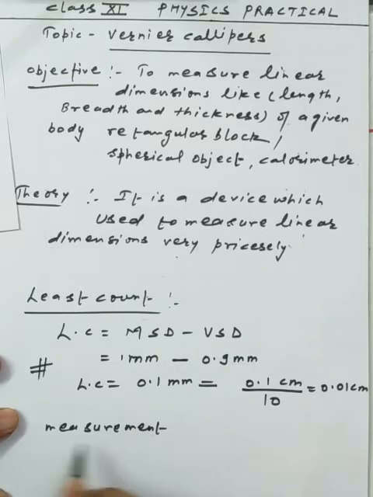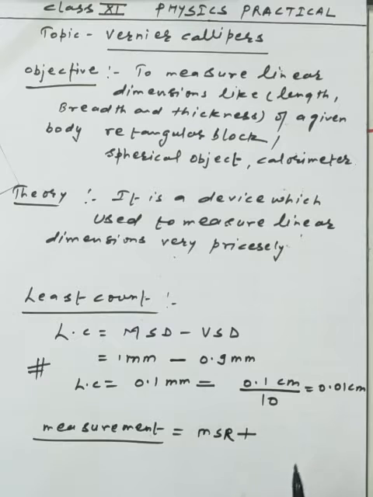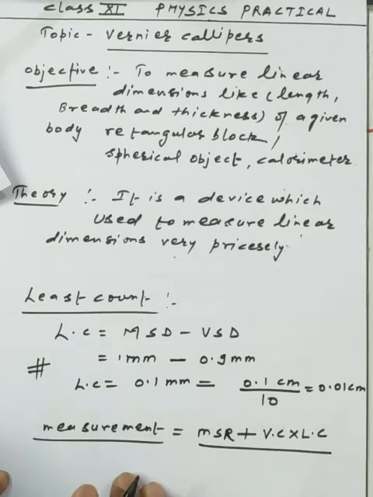Measurement. Whenever we are making a measurement of length, breadth and height, we should include the main scale reading, whatever reading is available on the main scale, plus the smallest portion that comes from the vernier constant. The vernier constant is the number of the line, from 1 to 10, that coincides, multiplied by the least count we have discussed. So this is the final reading: main scale reading plus vernier constant times least count.